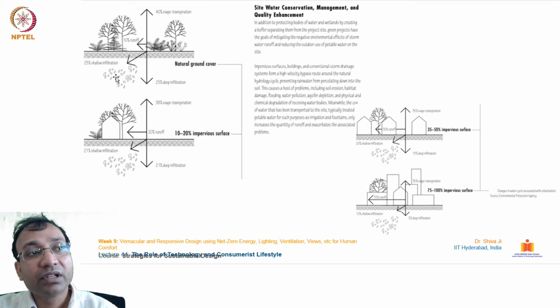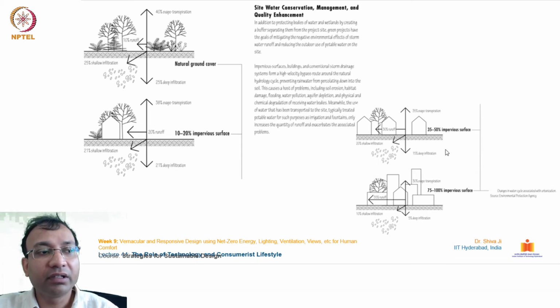You can see in these illustrations, here with 25% shallow infiltration, and 40% goes to transpiration through the plants and the overall surface. 10% of the water goes as runoff in this condition when there is ample vegetation. It's a natural ground cover. And the second one has a 10 to 20% impervious surface. So here only 21% goes to shallow infiltration, 20% goes to runoff, and 21% goes to deep infiltration.